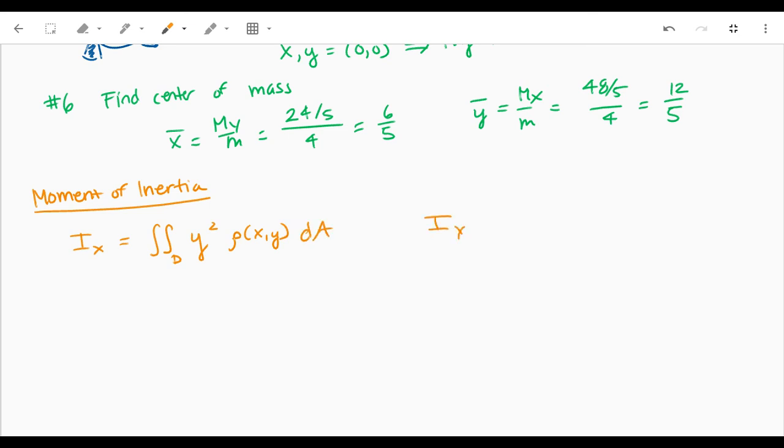And your moment of inertia about y would be x squared, rho xy dA.